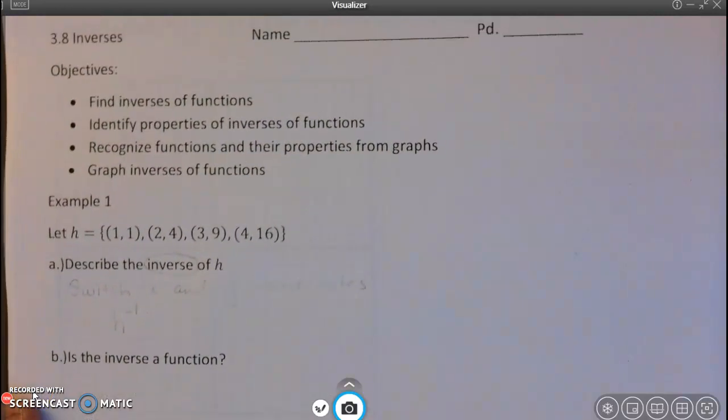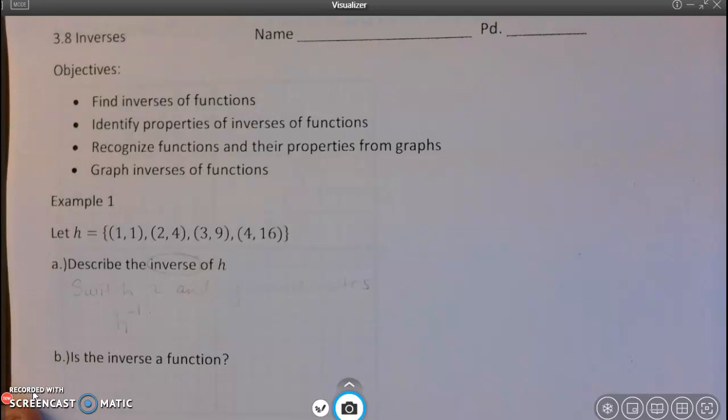So today we're going to be looking at 3.8 inverses, and this is video number 1. We're going to find inverses, identify properties of inverses, graph them, and learn how to recognize their properties from graphs, things like that. So for example 1, I give you a function called h, and it's a set of ordered pairs.